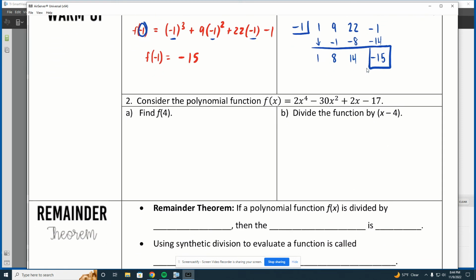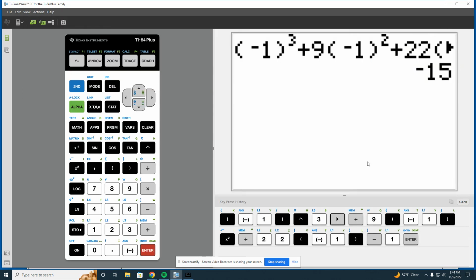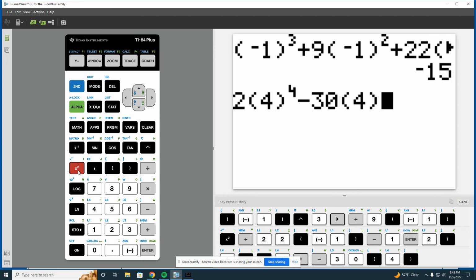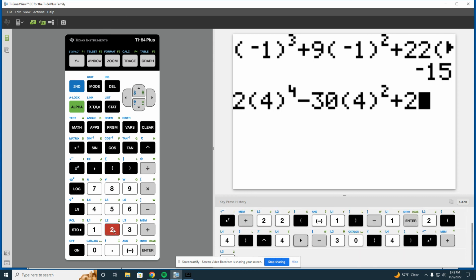Look at number 2. If I went to my calculator and I plugged this in, I would plug in 2 times 4 raised to the 4th power minus 30 times 4 squared plus 2 times 4 minus 17. Here, I'll go do it. Watch, I want you to see it in case you type it in wrong. 2, open parentheses, 4, close parentheses, raised to the 4th power. I would just get in the habit of putting those values that we're plugging in into parentheses. It limits any mistake that you might make, especially when those values are negative. Trust me. Let's finish this off.